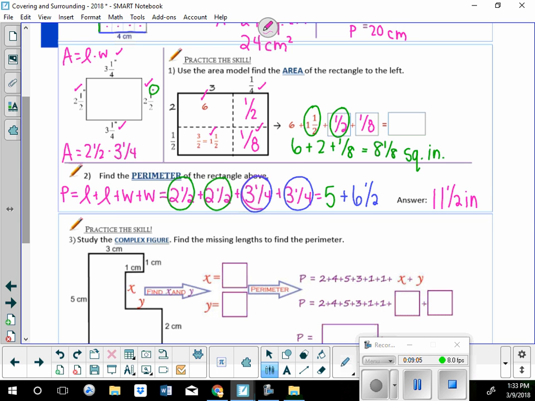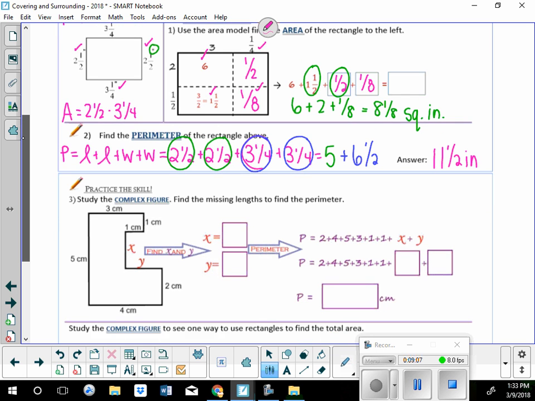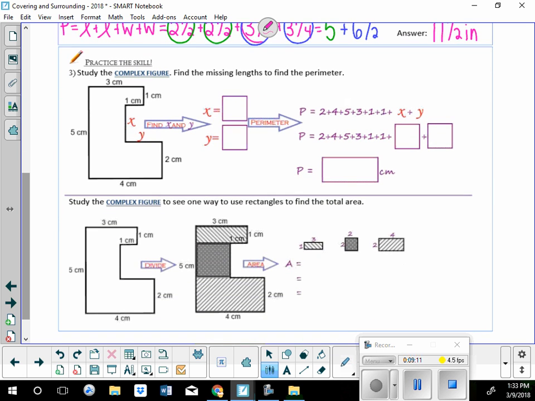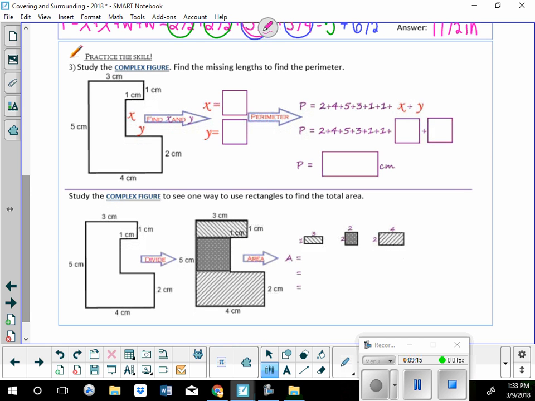Now let's get into those complex or composite figures we were talking about. We're going to start with the perimeter. And this one, I have given you some of your sides, and I have left some of them blank. Now, when you're finding perimeter, if they are blank, you still have to find them.